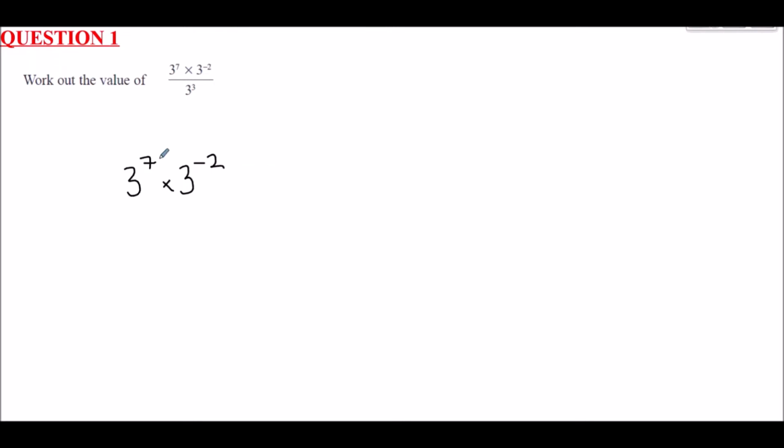So the top, when we multiply and we've got the same base number, the big number, the 3, all we need to do, if we're multiplying, we add together the powers. So 3 to the power 7 multiplied by 3 to the power minus 2, that's going to be the same as 3 to the power 7 added to minus 2. But of course, all of this is over 3 cubed. So I'm just going to leave the 3 cubed as it is for now.